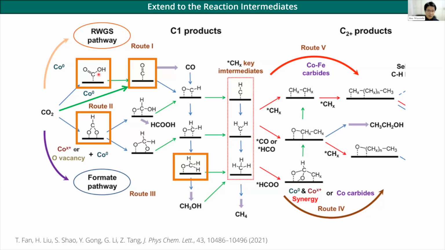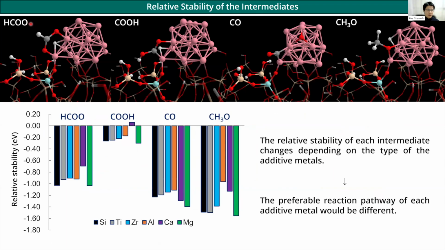I picked up those 4 key intermediates, and I investigated the adsorption energy, or relative stability, of those key intermediates on each cobalt model. Like this, I put the formate, COOH, CO, and methoxy at the interfacial site of each model and calculated the relative stability. Here is a result with different additive metals. As you can see, the relative stability of each intermediate is quite different depending on the type of additive metal. That means the preferable reaction pathway of each additive metal would be different. That is a very important result.